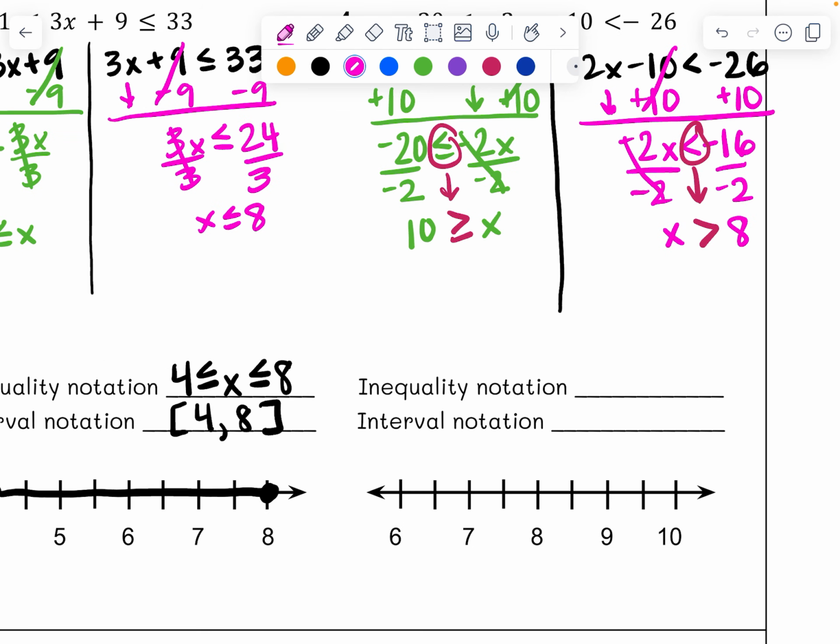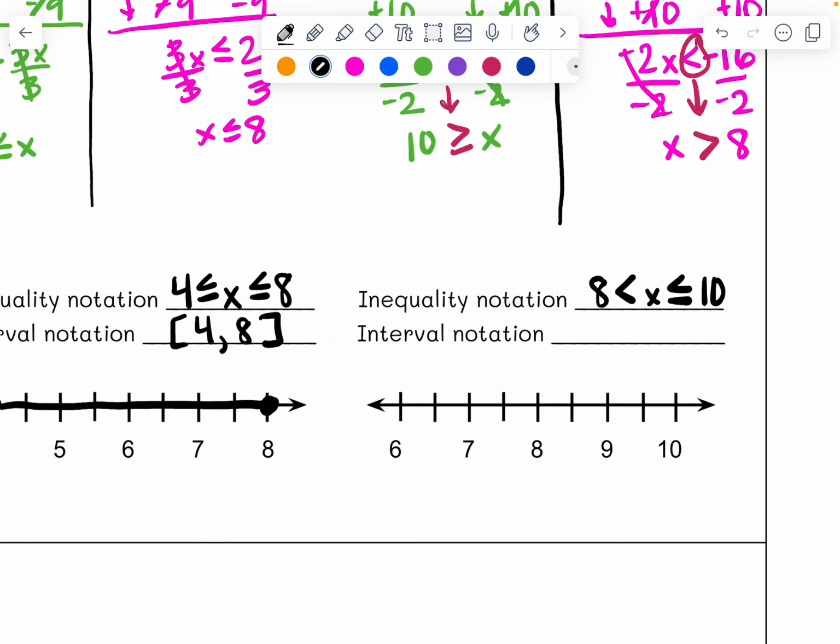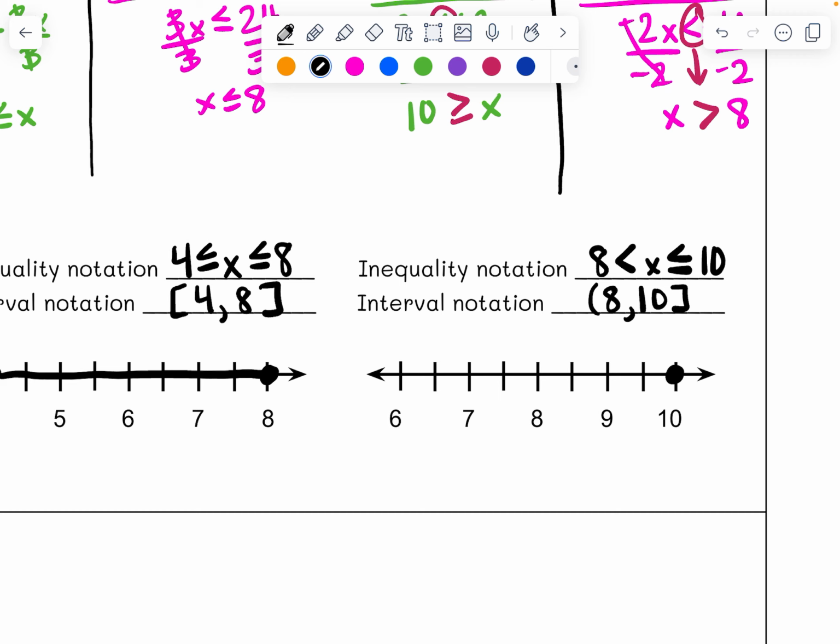Okay, so I'm going to write my numbers in order least to greatest with x in the middle. 8 goes on the left, x in the middle, 10 on the right. And then I will have a less than sign between 8 and x, and a less than or equal to sign between x and 10. Interval notation would be parentheses 8 and then 10 bracket. Closed circle on the 10, open circle on 8.